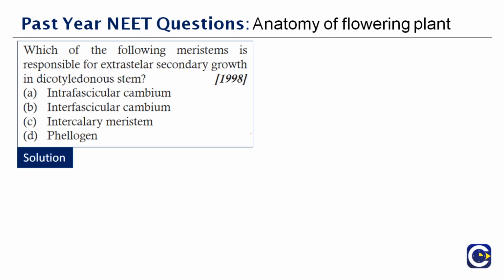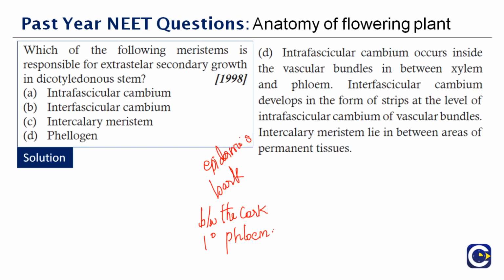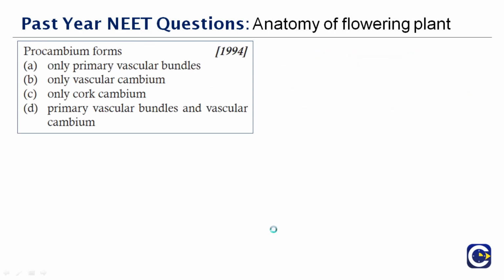Okay, it is a tissue that is found in many vascular plants as a part of the epidermis. It is one of the many layers of the bark, between the cork and the primary phloem. So these are the things you need to remember about phellogen. So which one of the following meristems is responsible for the extrastelar secondary growth in dicotyledonous plants? It is option D, phellogen.